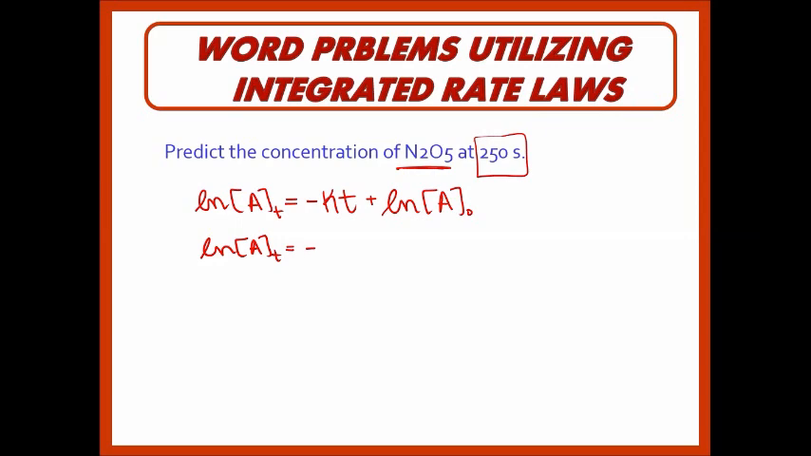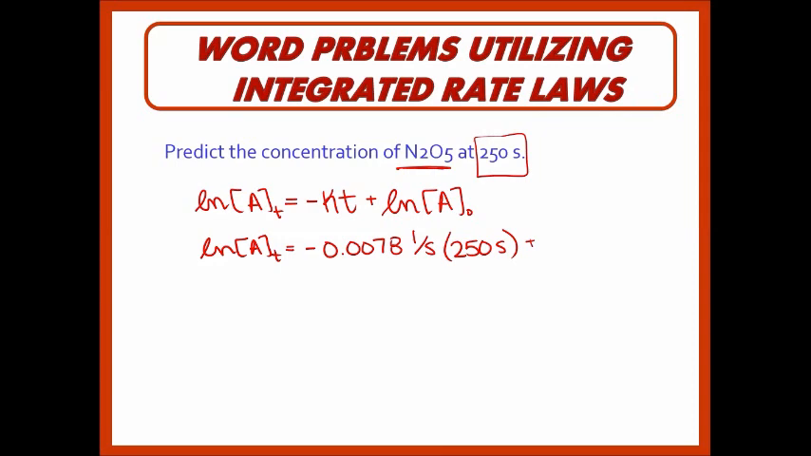Now this reactant concentration at a certain time is what we're solving for. We know the rate constant from our plot is 0.0078 inverse seconds, and our time is 250 seconds. So make sure that when you're plugging these values in, that the time is actually in the correct units corresponding to your rate constant so that those units will cancel.